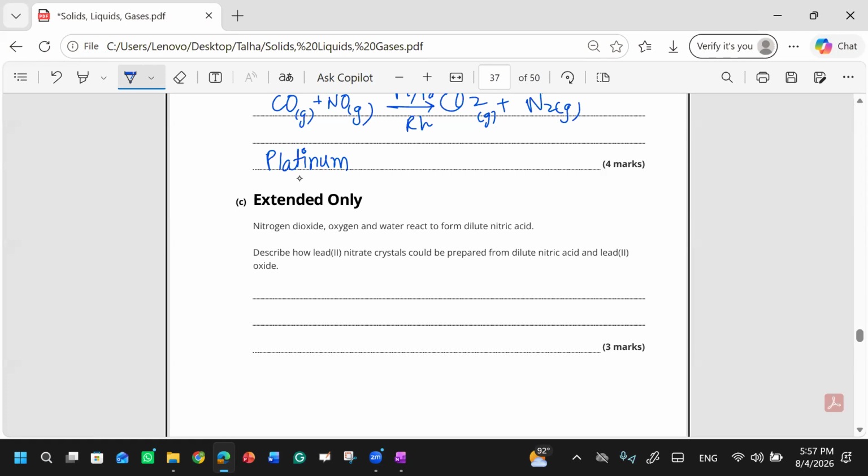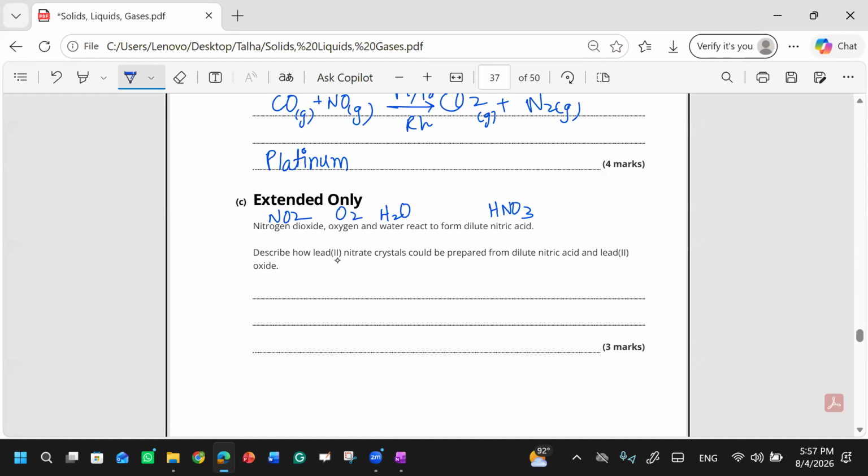Rohan, if you get a question like this in the paper, firstly write the names of these things, like the symbols. Nitrogen dioxide, NO2. Then there is oxygen, there is water, and they are forming what? Nitric acid, HNO3. Now think about it, how can we do this?